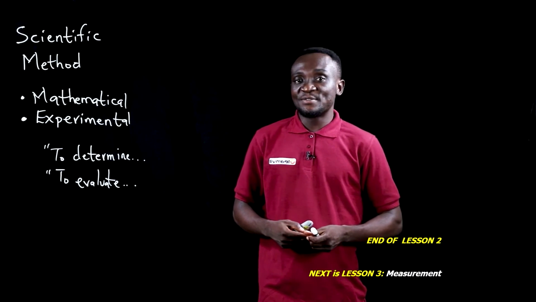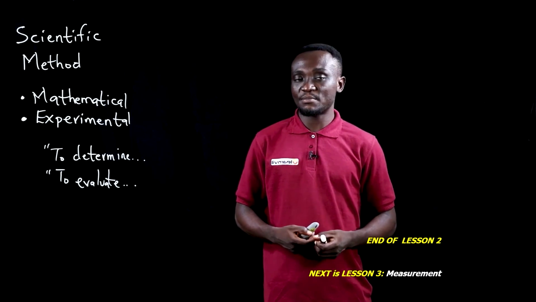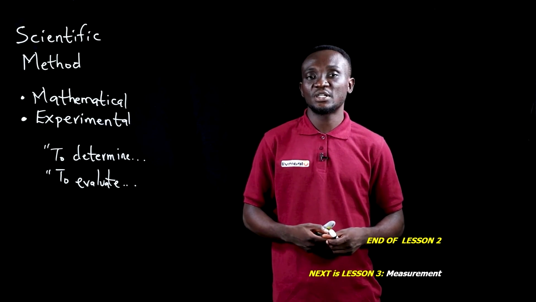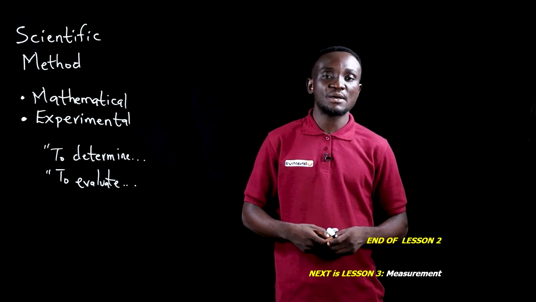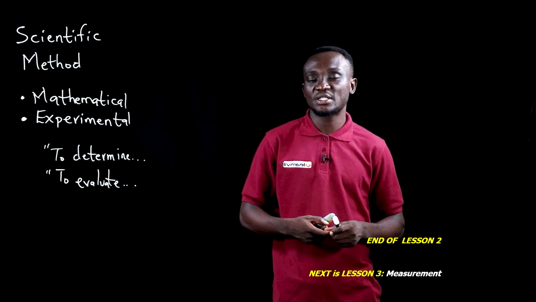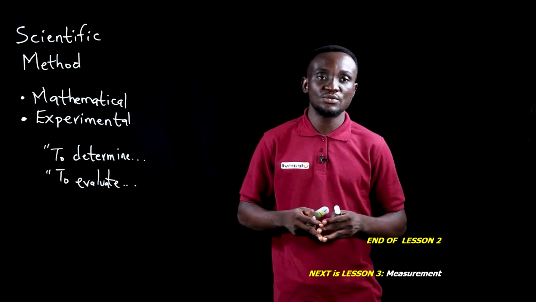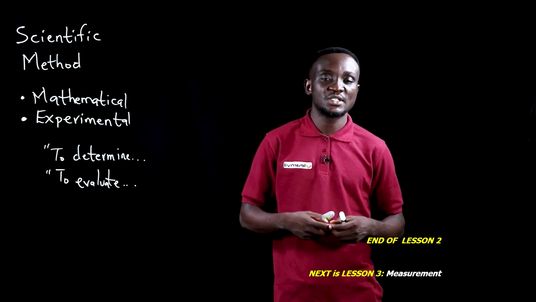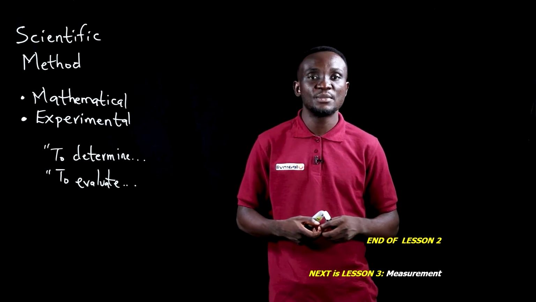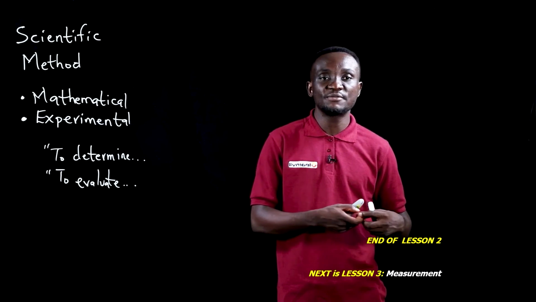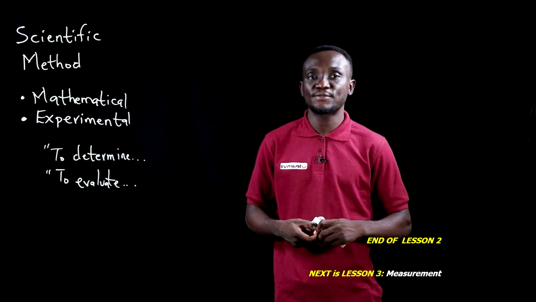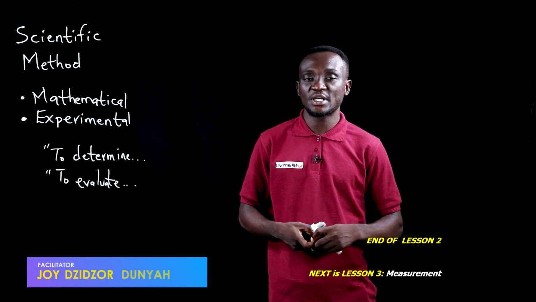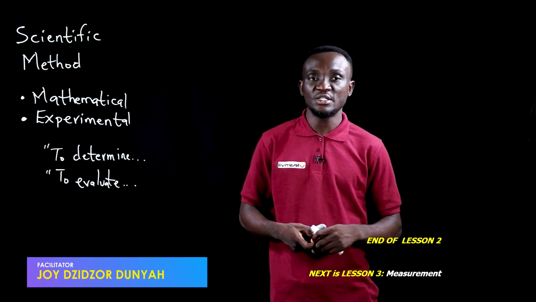All right, in this lesson, we looked at the scientific method. We mentioned that it involves a mathematical and experimental way that scientists adopt to solve problems, and it has a large number of steps, starting from identifying the problem to evaluating and making inferences or drawing conclusions from any data that has been recorded and interpreted.